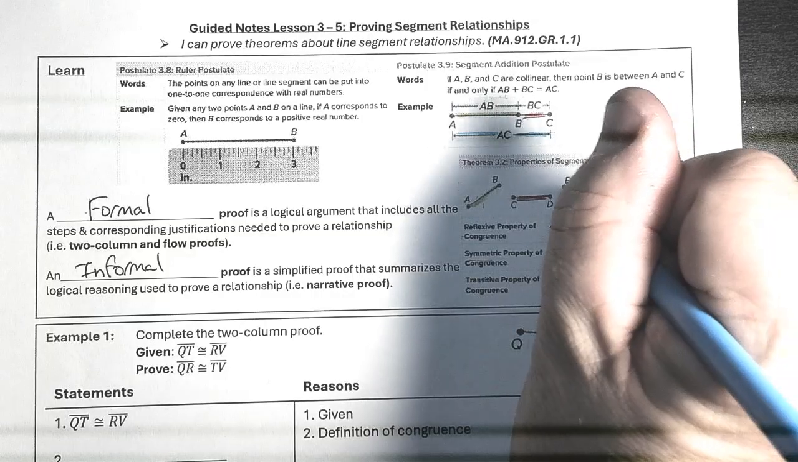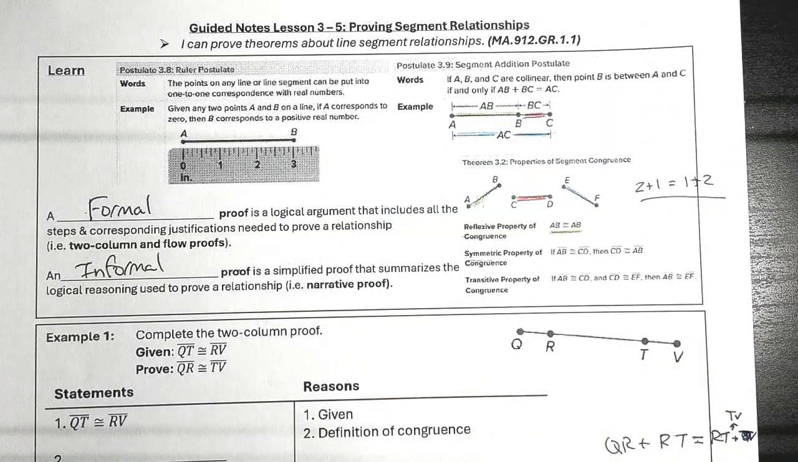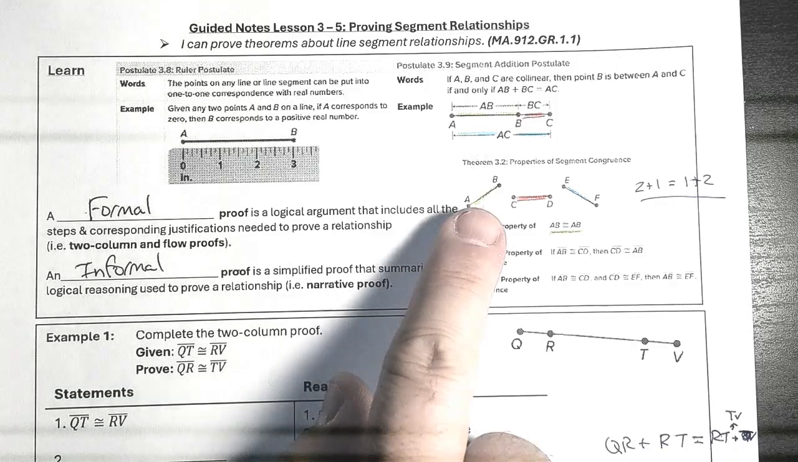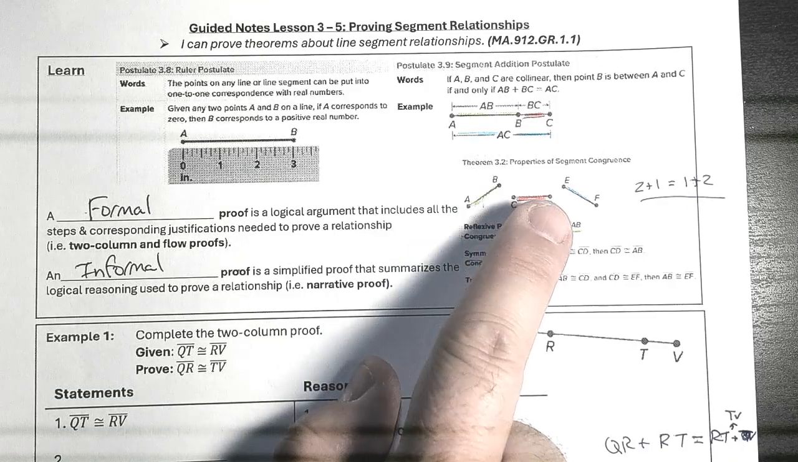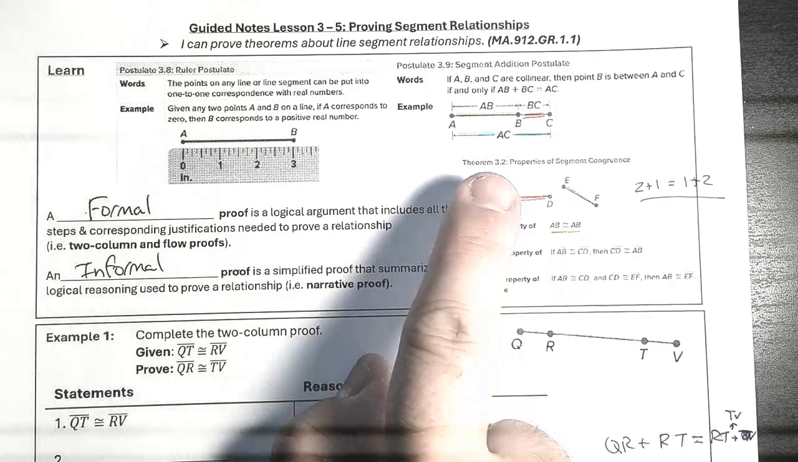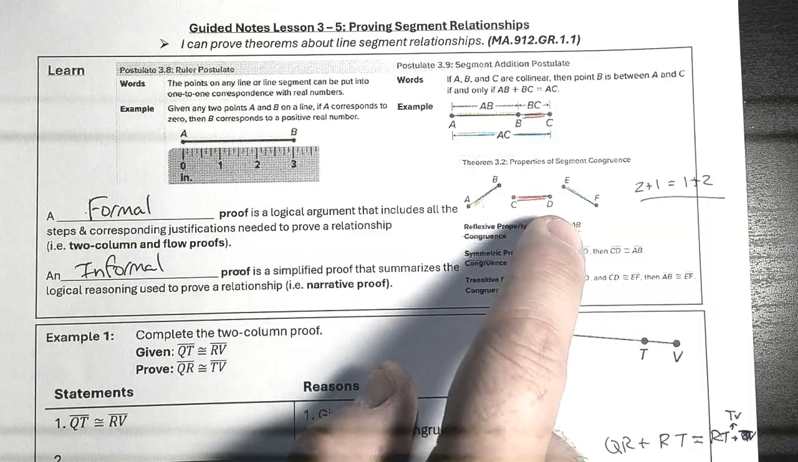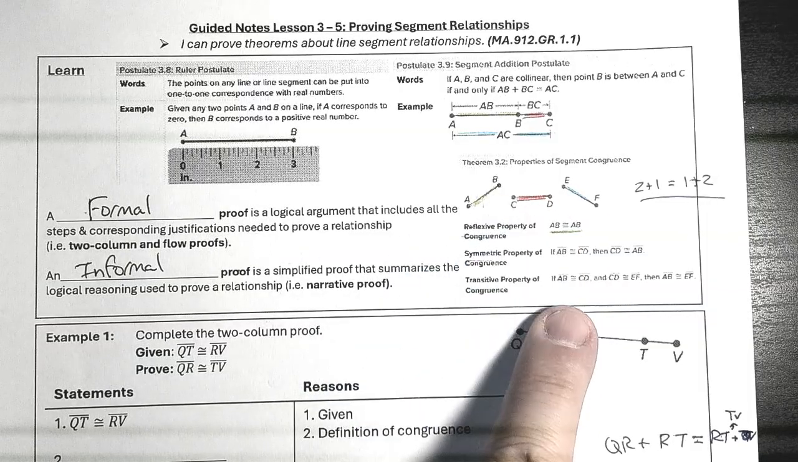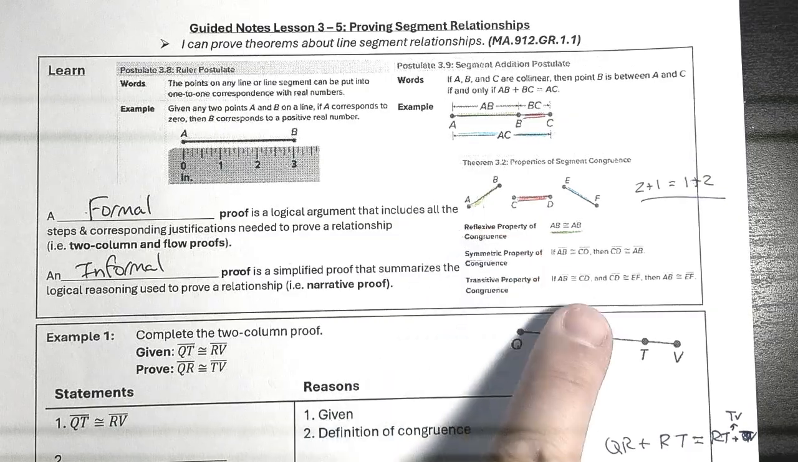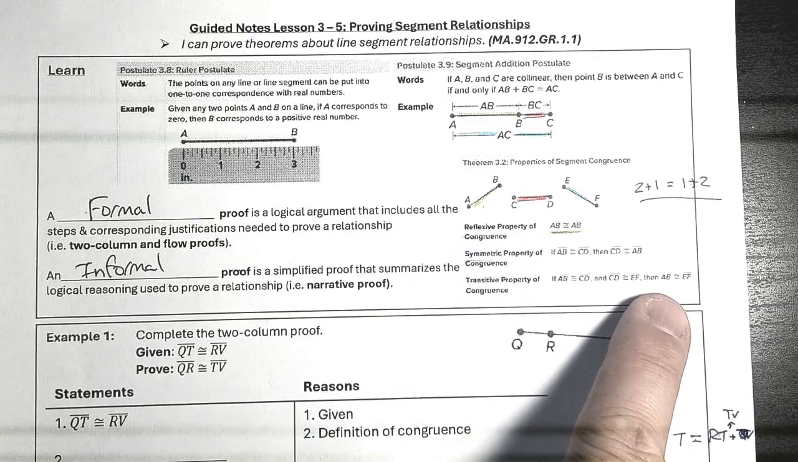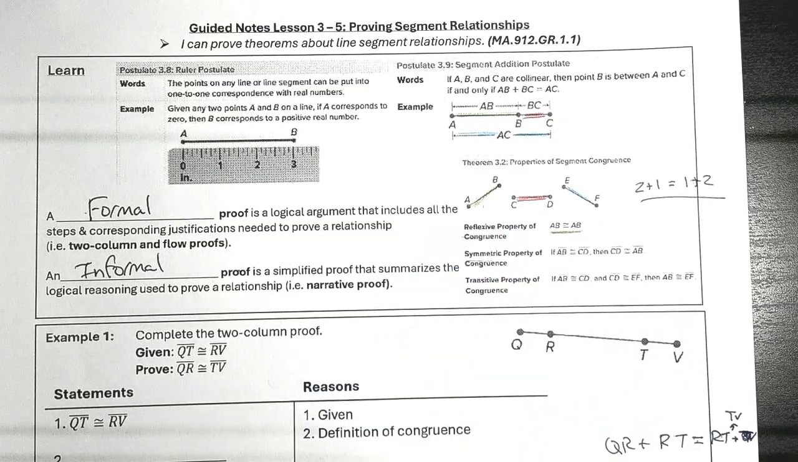And then the last one, the transitive. Sorry, I can't talk. It says if this guy is congruent to this guy and this guy is congruent to this guy, then the first and the last have to be congruent. They're both congruent to the guy in the middle. And that's what it says here. If AB is congruent to CD, and CD to EF, then AB has to be congruent to EF.